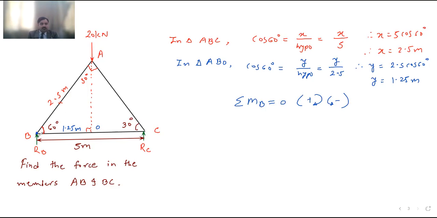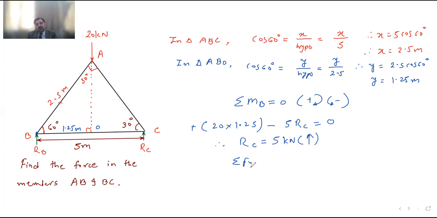So now moment at B is 0, so RB is 0. Then this 20 kilonewton will be 20 into 1.25. It is moving in the clockwise direction, so positive, minus this RC is moving upward, so it will rotate in the anti-clockwise direction. So it will be minus 5 RC is equal to 0. Therefore RC is equal to, what is the value? Five. Okay, so RC is equal to 5 kN. We got the positive answer, so the assumed direction is correct.